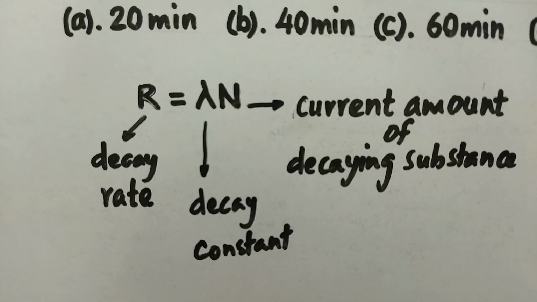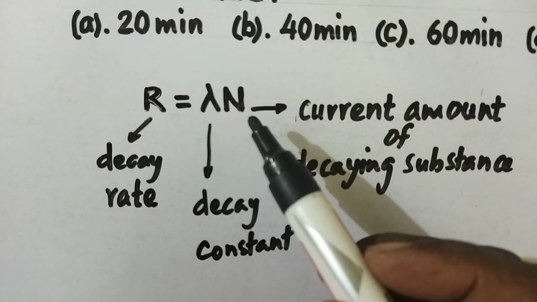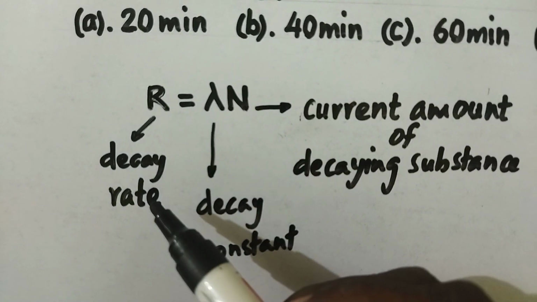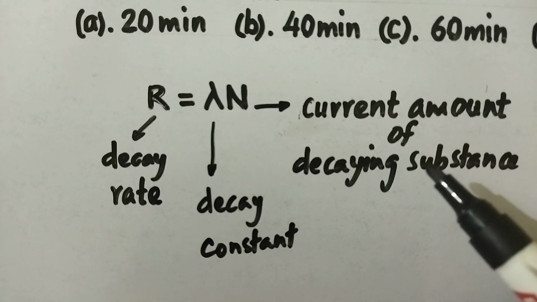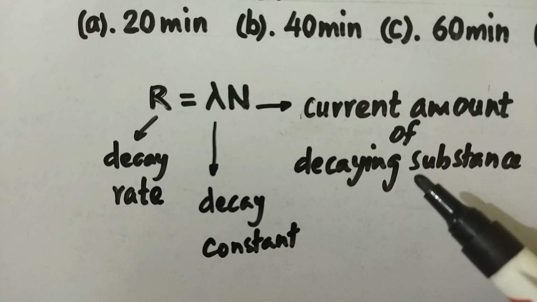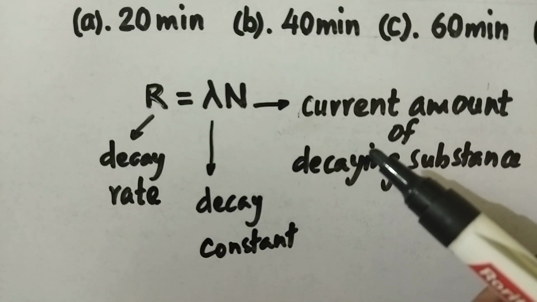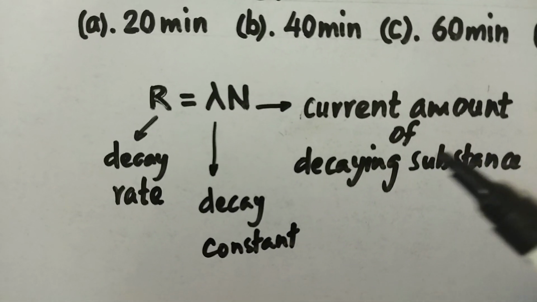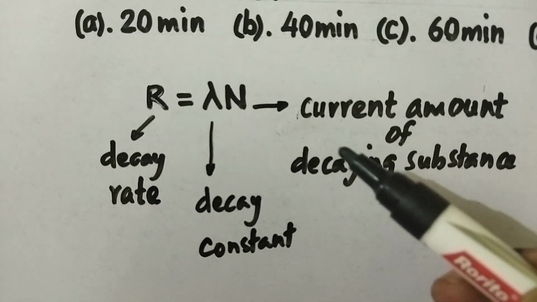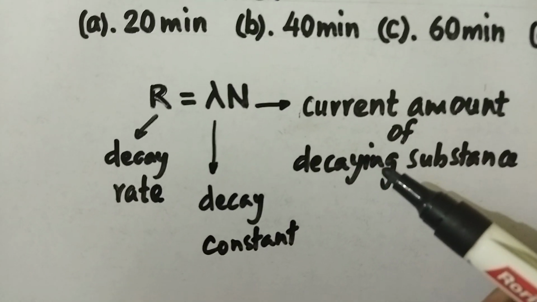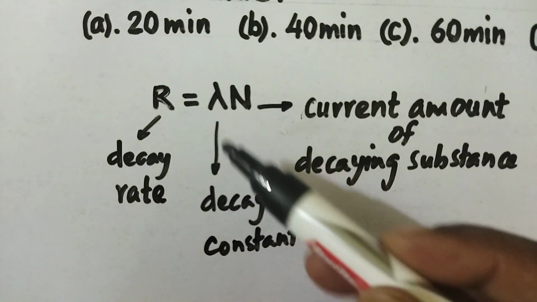The mathematical model for this situation is R equals lambda n. R is the decay rate and n is the current amount, maybe in number of atoms, or you can measure that in grams, kg, whatever, but it is the amount of the radioactive substance remaining. It is the current amount and the decay constant.